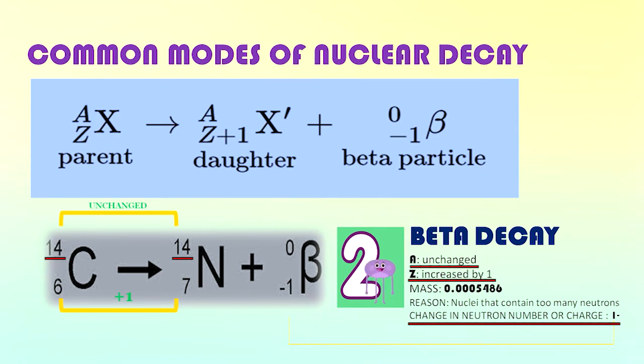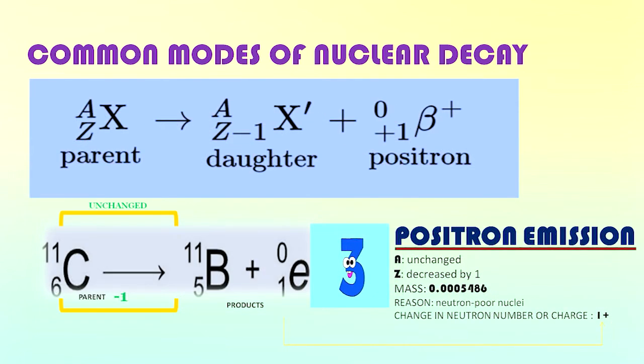Di ba nga ang atomic number ay determined by the proton number? If carbon has 6 proton number, 6 din ang atomic number nito. Pero dahil nag-increase by 1 ang proton number, naging 7 na rin ang atomic number. At ano ba ang 7th element in the periodic table? Ito ay ang nitrogen. Hence, carbon-14, after undergoing beta decay, turned into nitrogen-7 with a charge of negative 1.